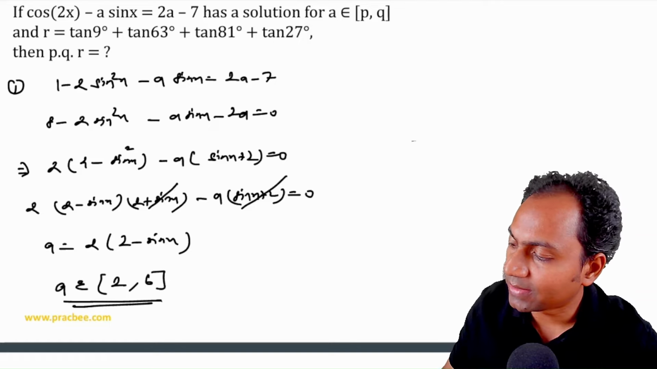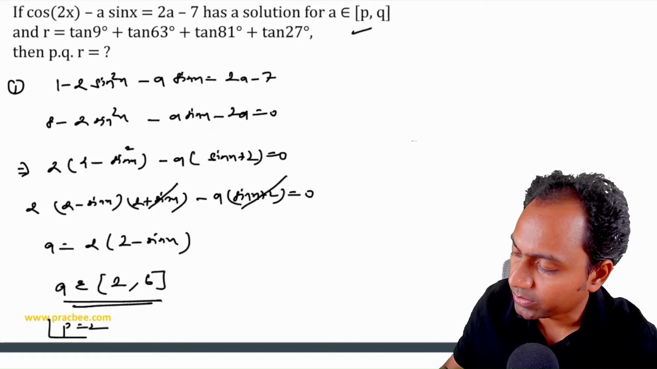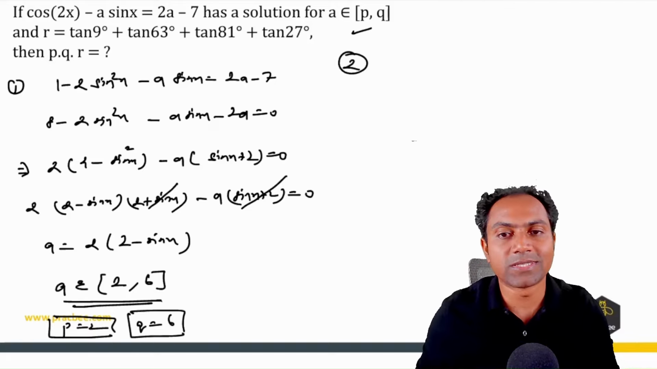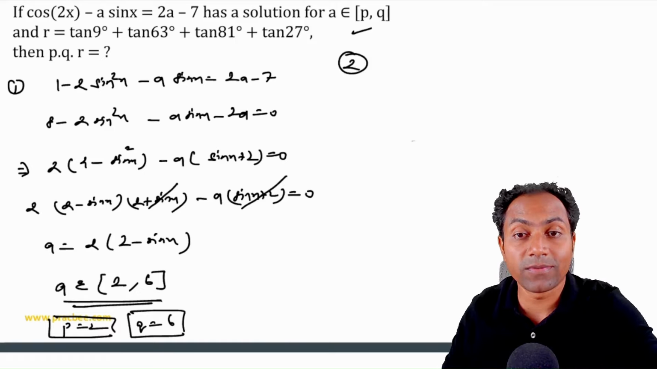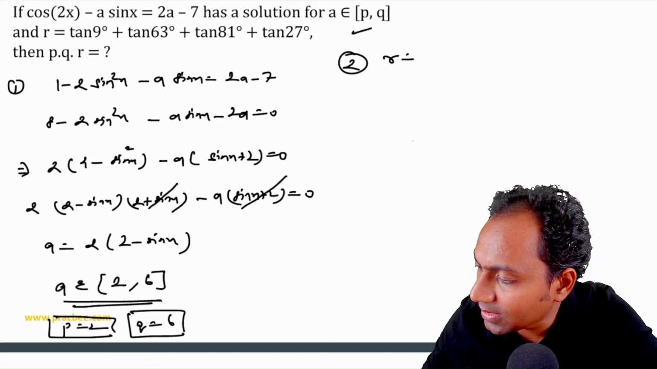Now if I compare this with the range that they have given, the value of p comes out to be 2. And the value of q comes out to be nothing but 6. The second part of this discussion, what we are going to find is the value of r. So if I take r, you can see that this becomes a tan 9 degree.